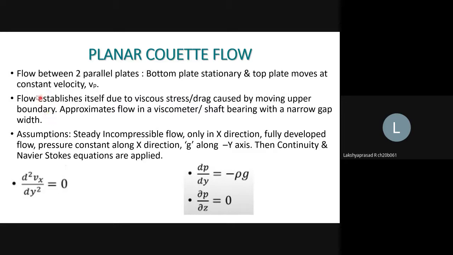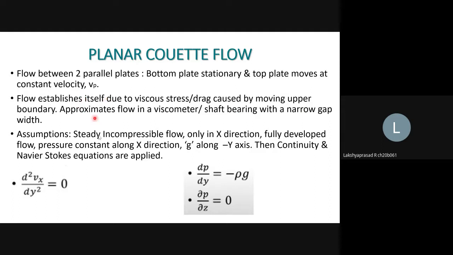Now, in between there's a liquid, and obviously the flow establishes itself due to the viscous stress or the drag which is caused by the moving upper boundary, which is the upper plate. Now, this planar Couette flow you can find in a viscometer or a shaft bearing with a narrow gap.